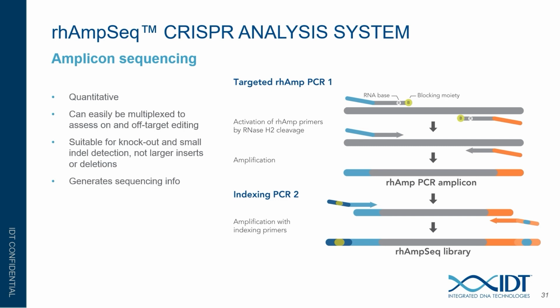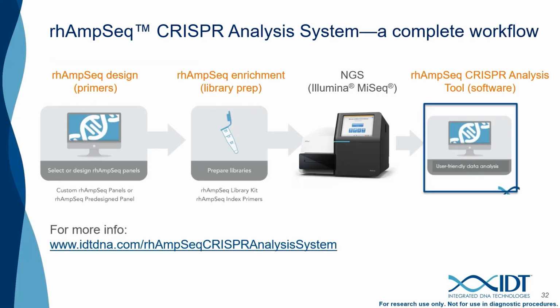And this method produces really quantified editing data and produces the nice graphics to demonstrate what types of editing is present. So, the RAMseq CRISPR analysis system is a new end-to-end workflow that we have developed to help the researchers quantify the effect of on and off-target editing using the NGS.